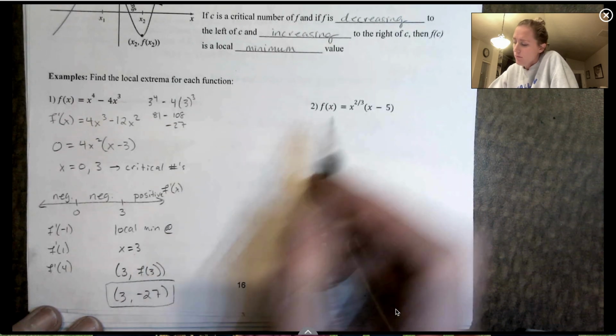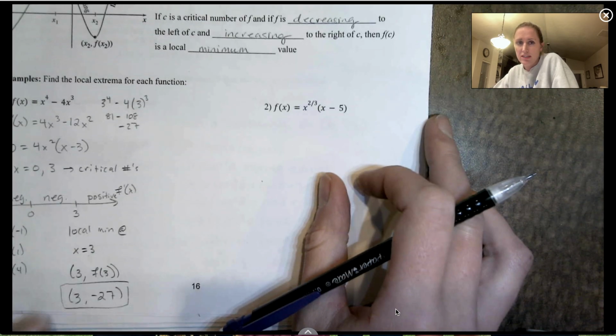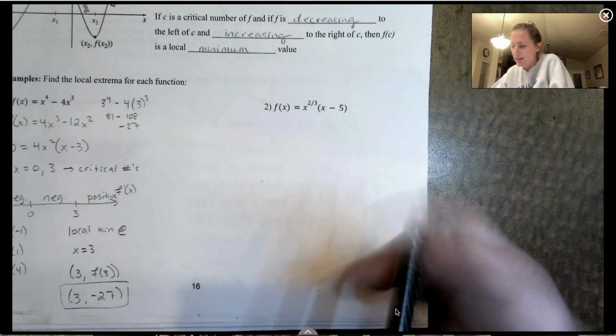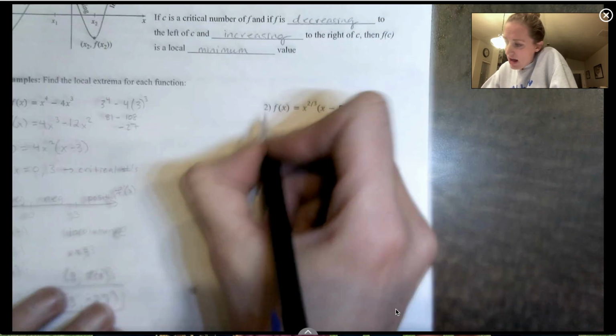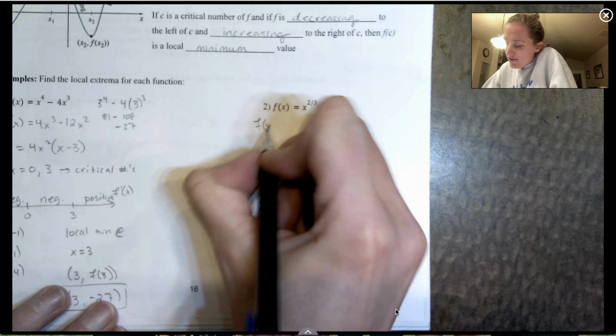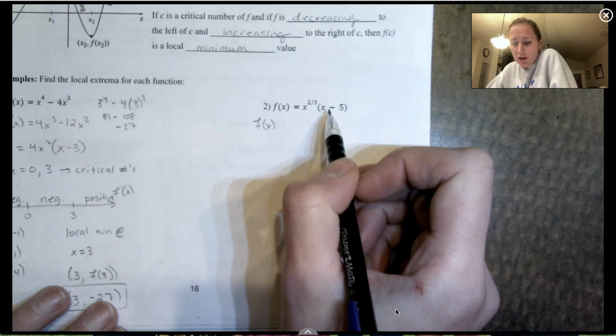All right, so let's try number 2. We're going to do the same thing. We're trying to find any local mins or maxes. So we're going to start the same way. We are going to find the derivative and set it equal to 0 and possibly look at where it's undefined.